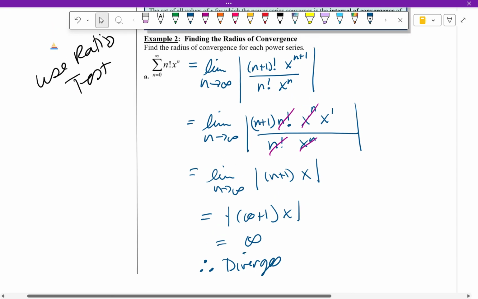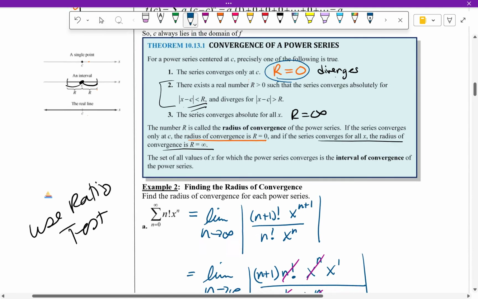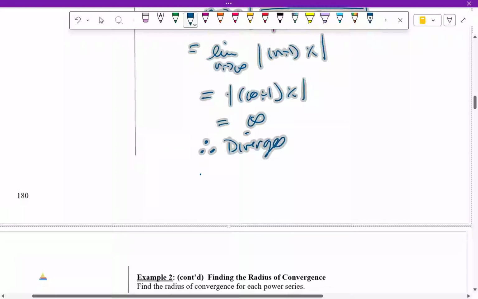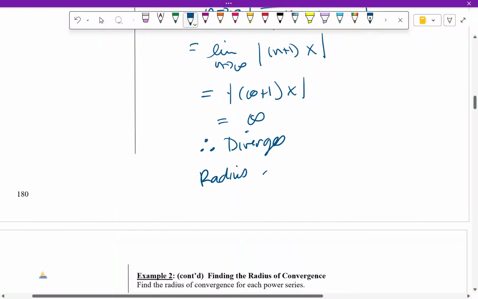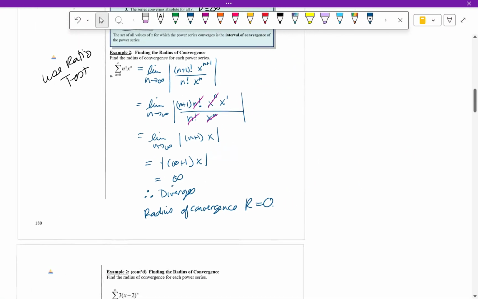If we end up with something that diverges, what's the radius? The radius is 0. Okay? So therefore the radius of convergence is R equals 0 for radius. So if I get diverges off of a ratio test, no interval, the radius is 0. It only converges at the single point.